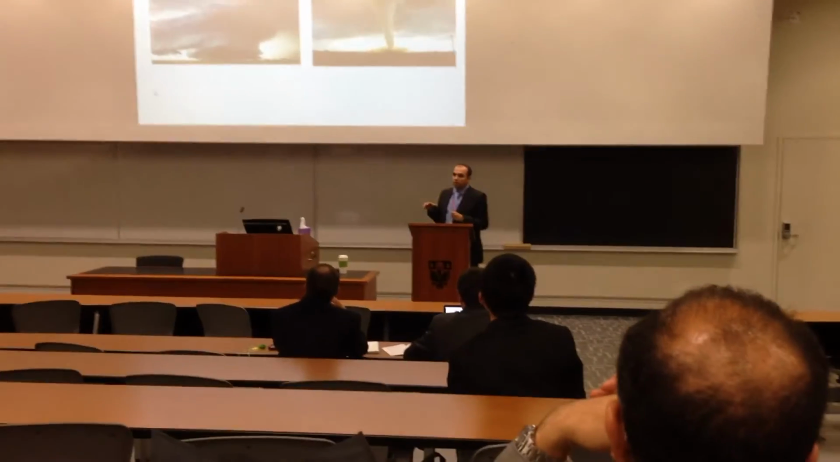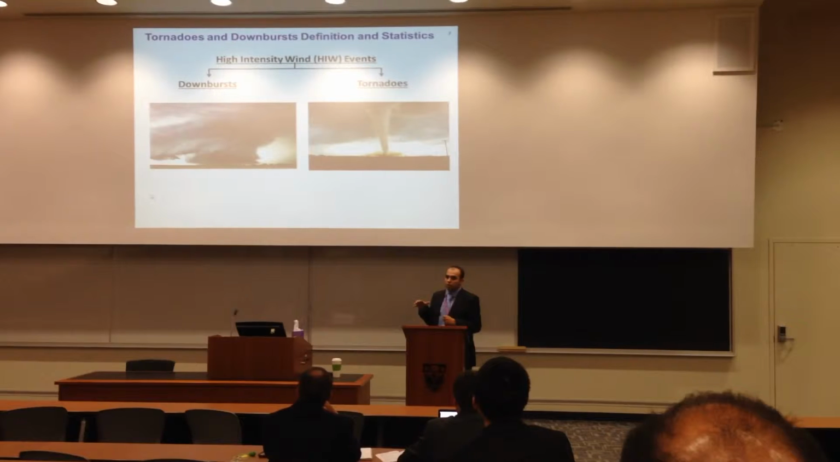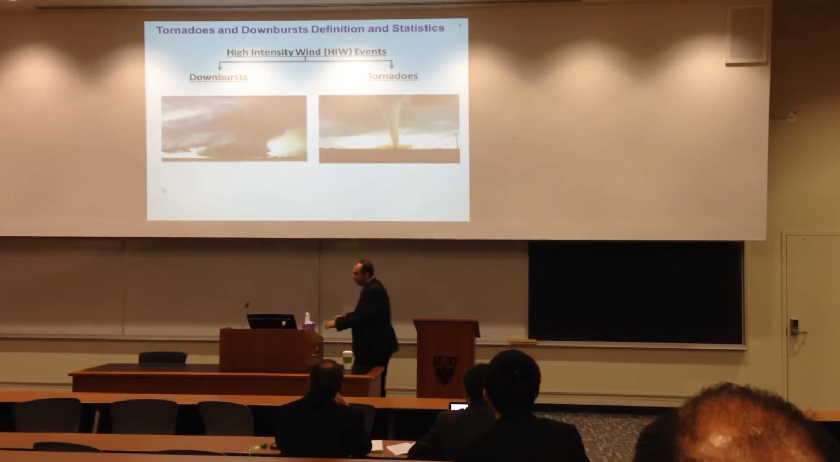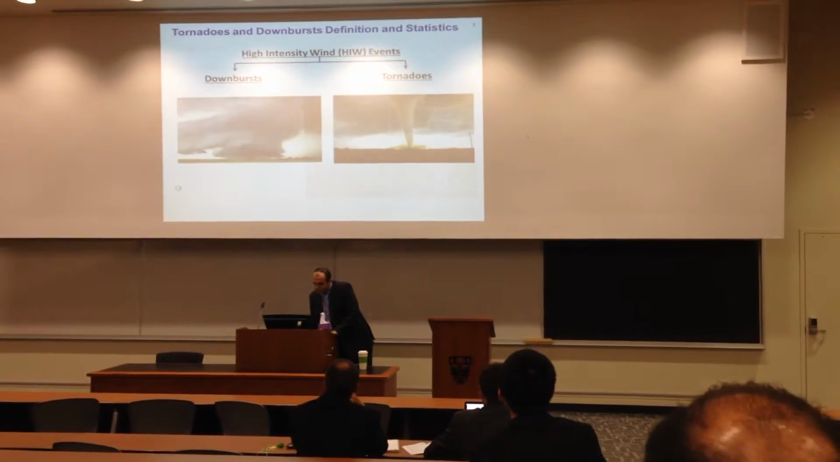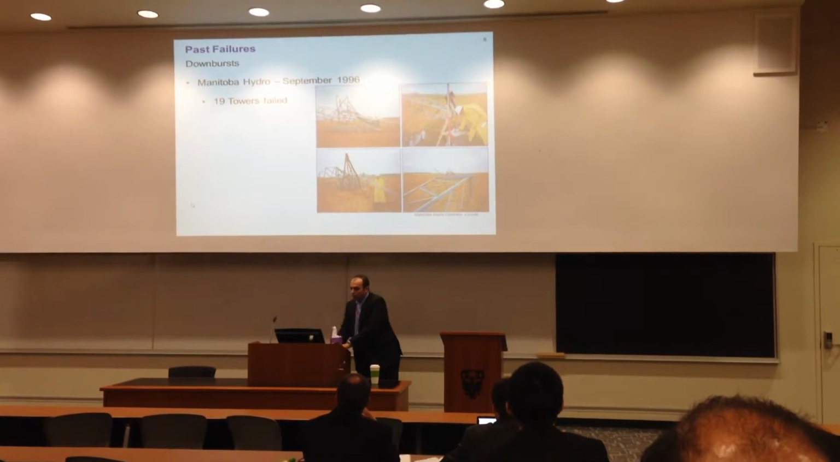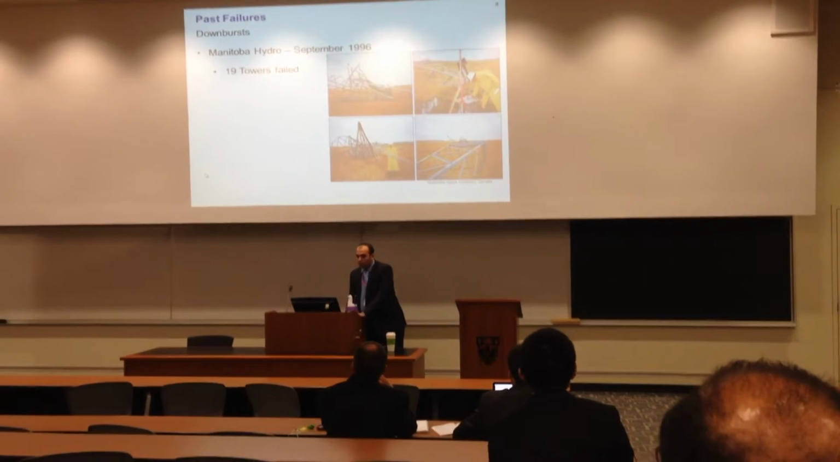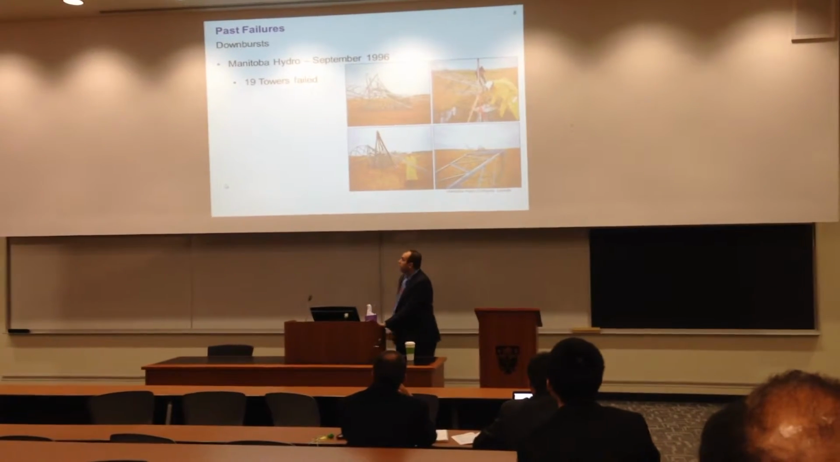Downbursts were forming, which produce excessive forces on structures and transmission lines. The downbursts were the reason for the collapse of maintenance towers that had been built before, as reported by Manitoba Hydro in September 1996.